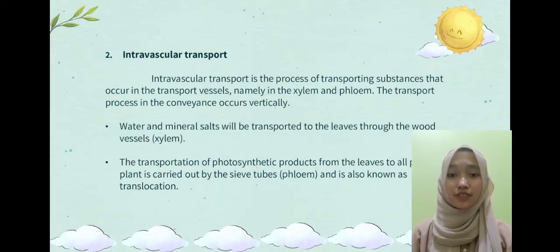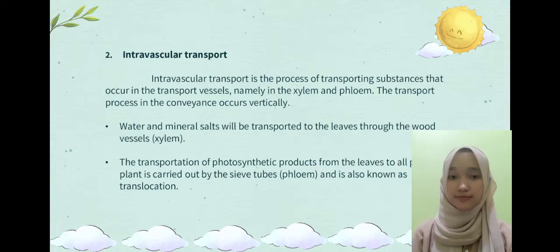The second type of transportation is intravascular transport. Intravascular transport is the process of transporting substances that occurs in the transport vessels, namely in the xylem and phloem. The process of transportation in the vessels occurs vertically. Water and mineral salts will be transported to the leaves through the wood vessels, xylem. Meanwhile, the transportation of photosynthetic products from the leaves to all parts of the plant is carried out by the sieve tubes, phloem, and is also known as translocation.